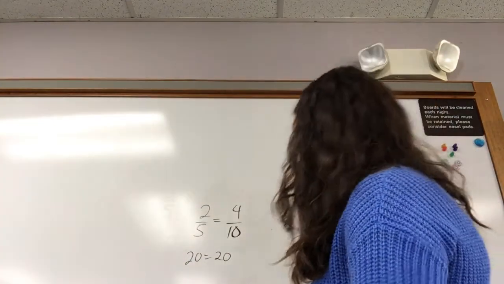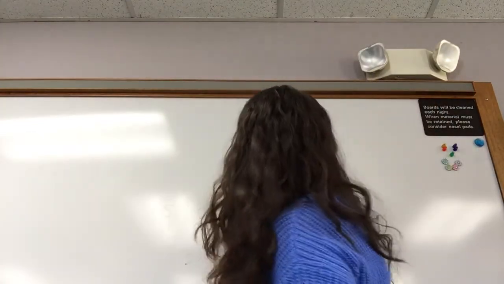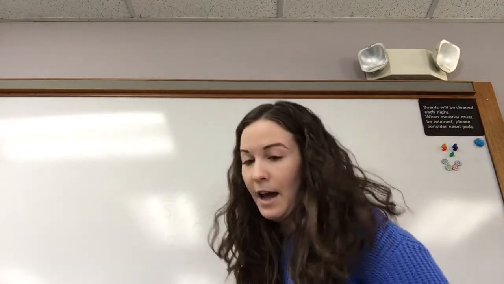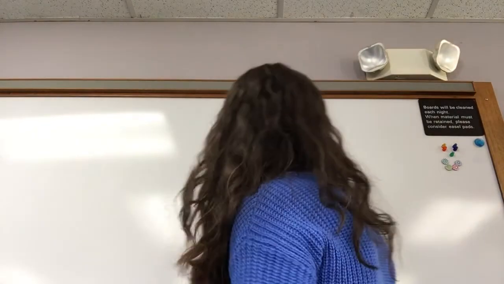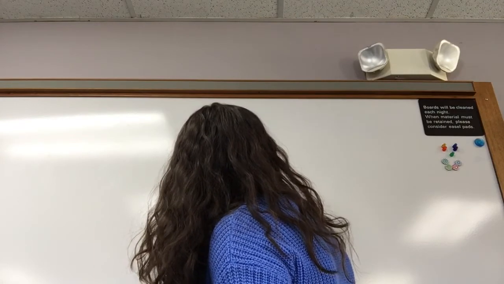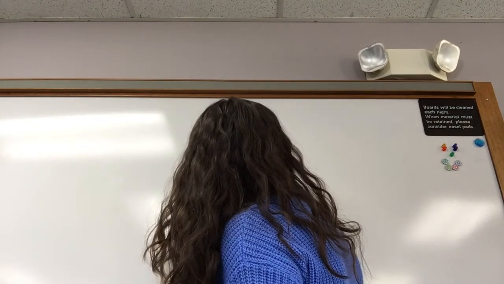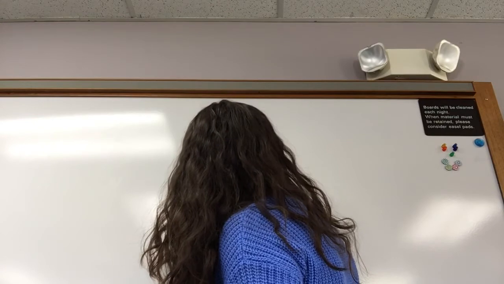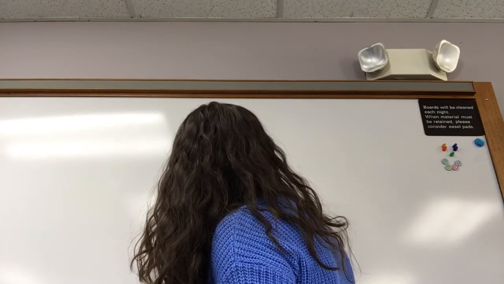Right, so let's look at one of the practice problems. 6 to 9 and 7 to 11. So we are trying to figure out if 6 is to 9 as 7 is to 11. So 6 over 9, we won't put the equal sign just yet, 7 over 11. We're going to cross multiply.